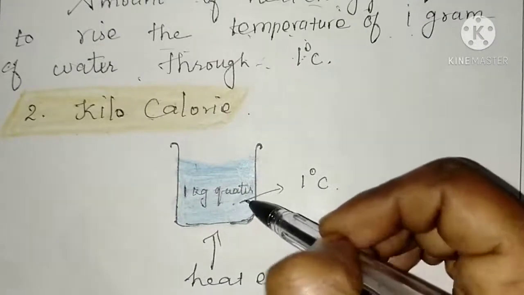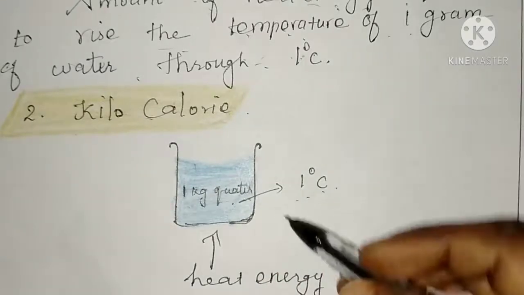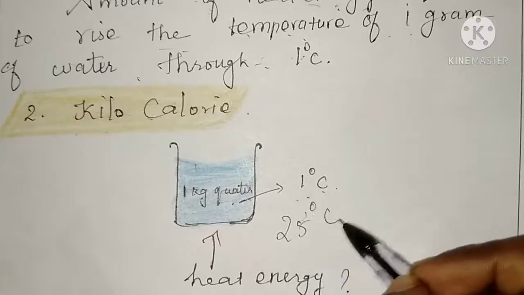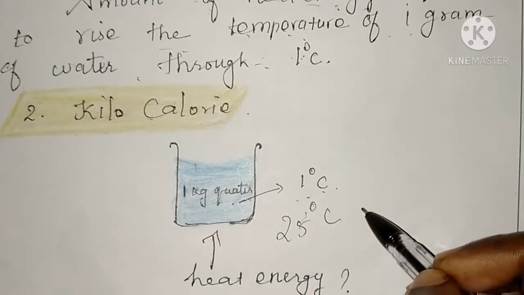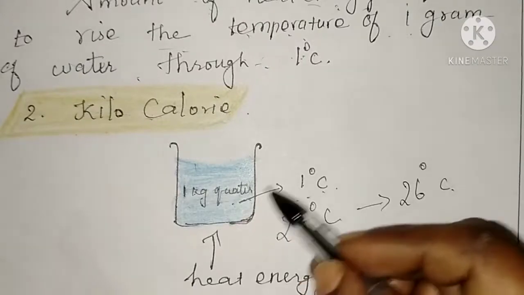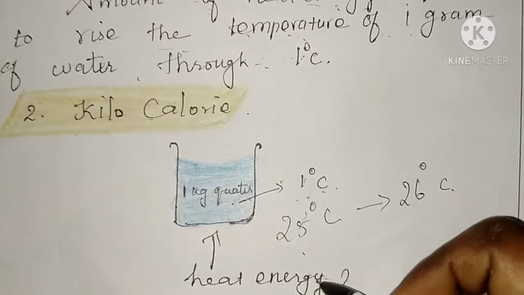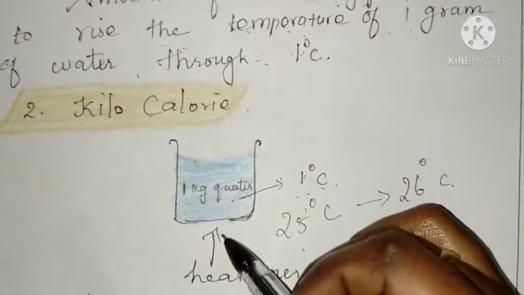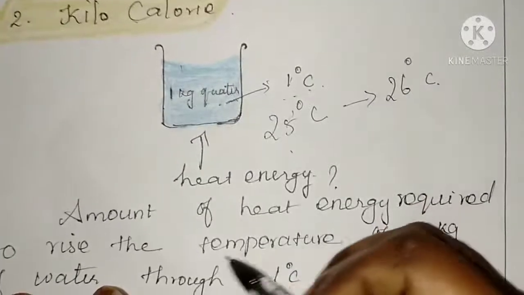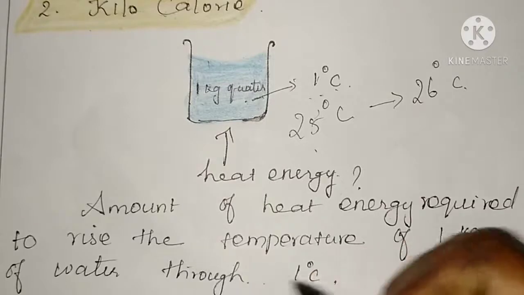So in this 1 kilogram of water, we have to increase the temperature 1 degree. Okay, so first if you are taking the temperature, that is 25 degree Celsius maybe, we have to increase the temperature to 26 degrees Celsius. For that, how much amount of heat energy we have to give? Okay, that is kilocalorie. So kilocalorie is defined as the amount of heat energy required to raise the temperature of 1 kilogram of water through 1 degree Celsius.